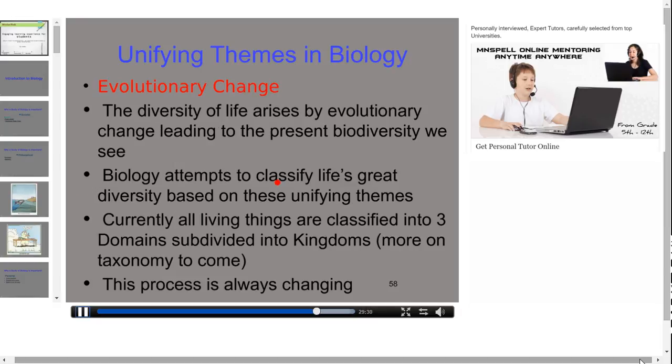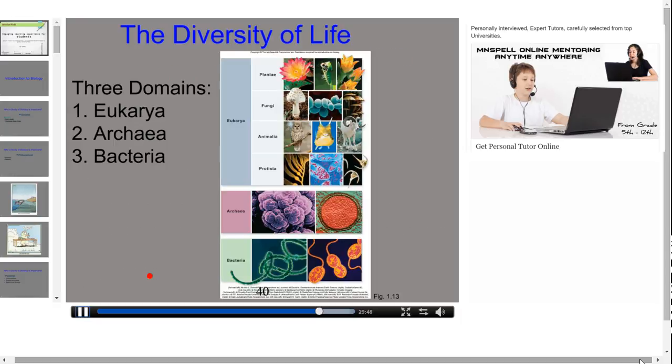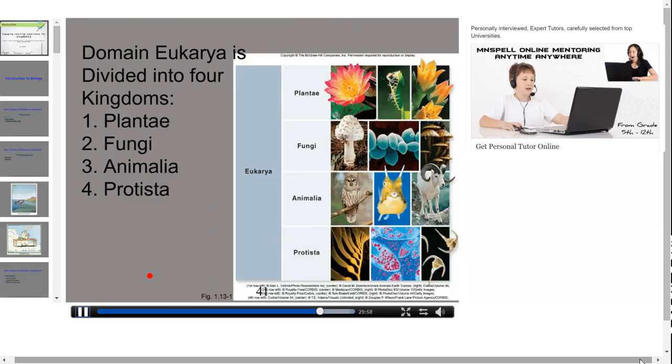So biology attempts to classify life's traits and diversity based on these unifying themes. All living things are classified into domains. So we have different classifications so that each living organism is included within a particular section. It's not that plants are included together with the animals and humans separately. Based on evolution and characteristic features, the entire diversity of life is categorized into three domains: eukarya, archaea, and bacteria. And each of the domains is again divided into kingdoms: plantae, animalia, protista, etc.